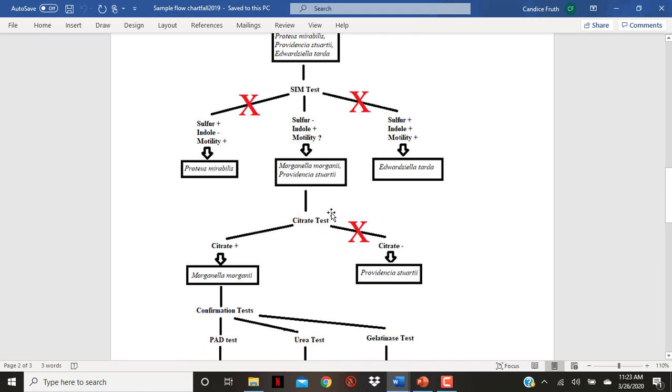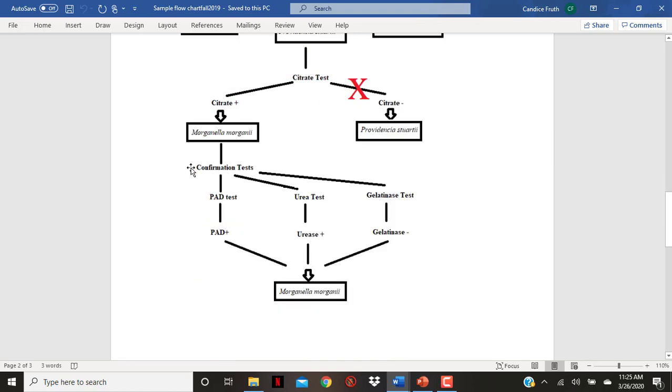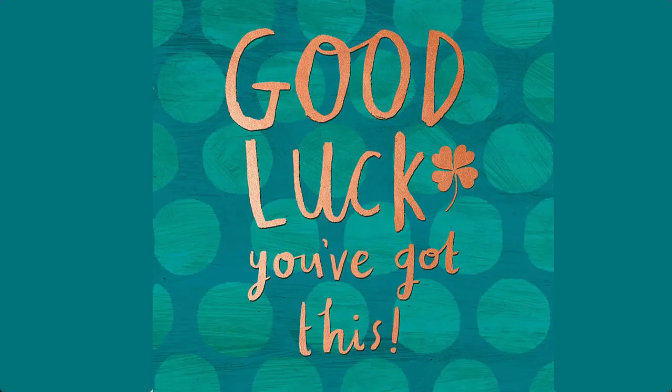The citrate test was used to narrow down their options even further. Their unknown was able to use citrate as a carbon source. This identified their unknown as M. morgani. They then performed 3 confirmation tests, PAD, urea, and gelatinase. All 3 tests confirmed that their unknown was M. morgani.